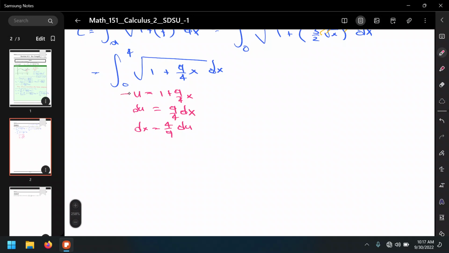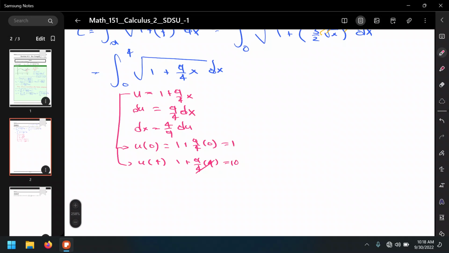Well, how are we going to do that? So we're going to evaluate u at 0 and u at 1. So u at 0, at x equals 0, not at 1. Plug in: 1 plus 9 over 4 times 0, well, that's going to be 1. And 1 plus 9 over 4 times 4, cancel the 4s, that equals 10.